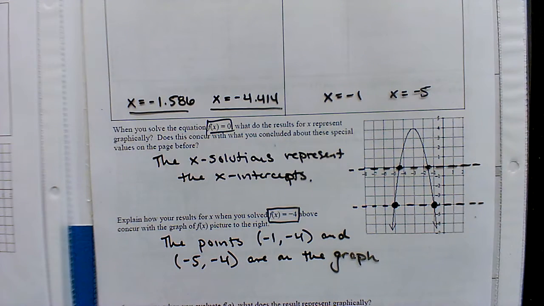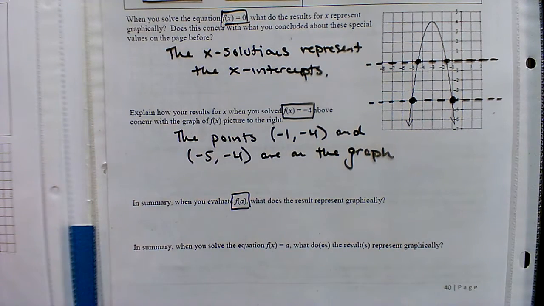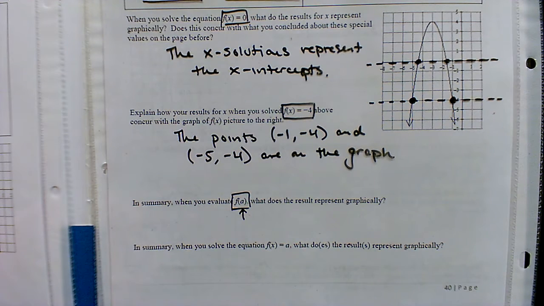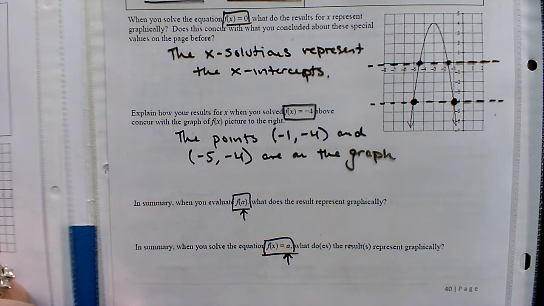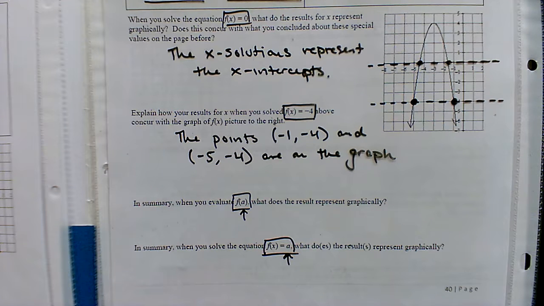Everything's connected. So in summary, just so we know the different notations, if we were to plug a number into the f function, what does that number represent? And if we were to set a function equal to a number, what does that number represent? I know it's the letter A, but we're just going to say A is some number, whatever you want it to be. There's a difference in the way these two notations look, and we need to be familiar with what they're actually telling us.